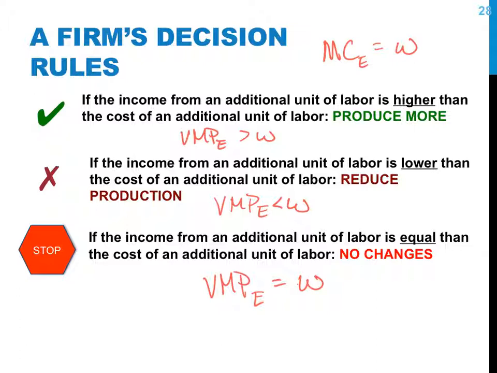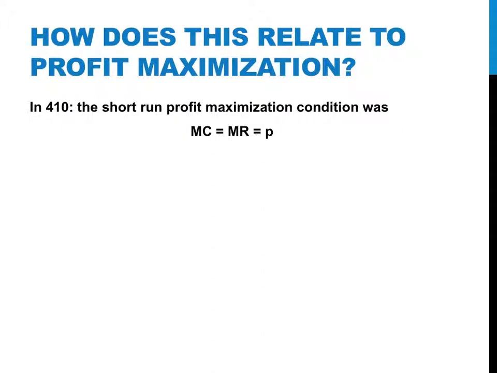Okay, so in 4.10, you learn that firms are profit maximizing. So they're setting their marginal cost equal to their marginal revenue. And marginal revenue is just P, the product price. So how does our condition for firms deciding how many workers to hire relate to profit maximization, this marginal revenue equals marginal cost?